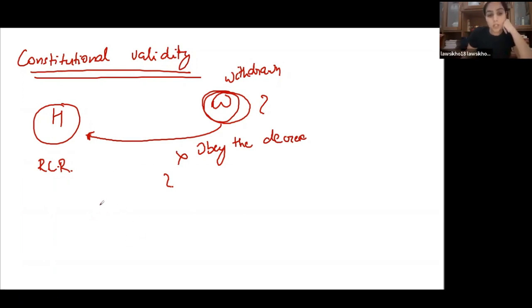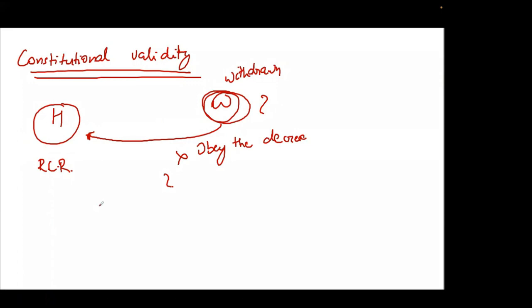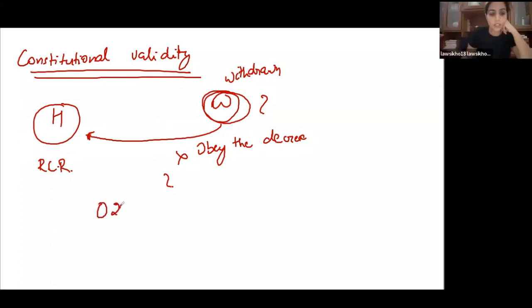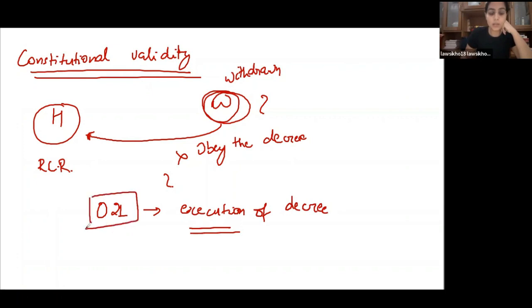See, have you guys done CPC, civil procedure? No, ma'am. Okay. So in the Code of Civil Procedure, Order 21 deals with execution of decrees. The procedure for how a decree has to be executed has been dealt with in detail under Order 21. Okay. And Order 21, Rules 32 and 33 talk about execution of a decree of restitution of conjugal rights.